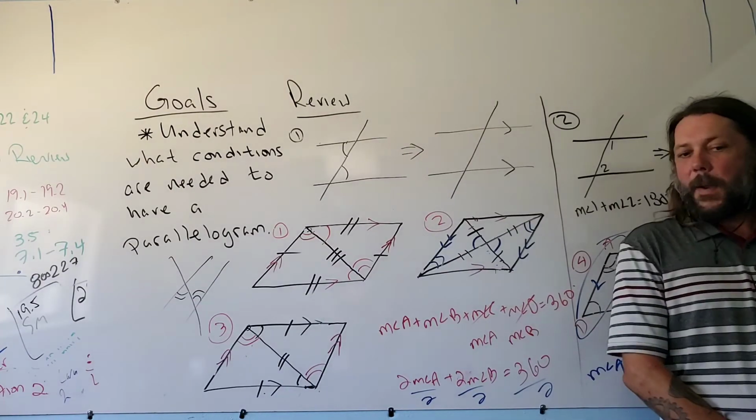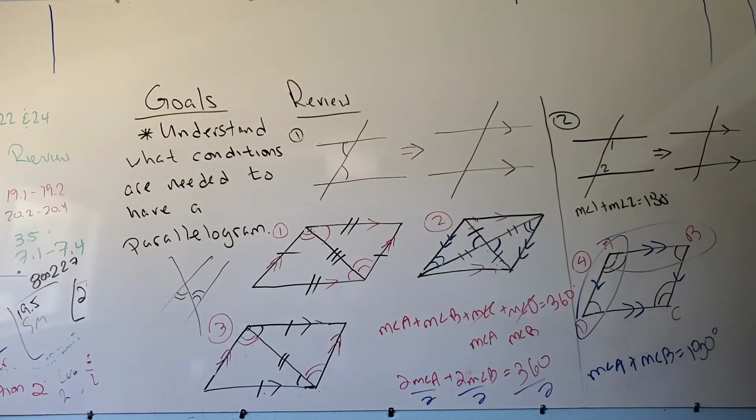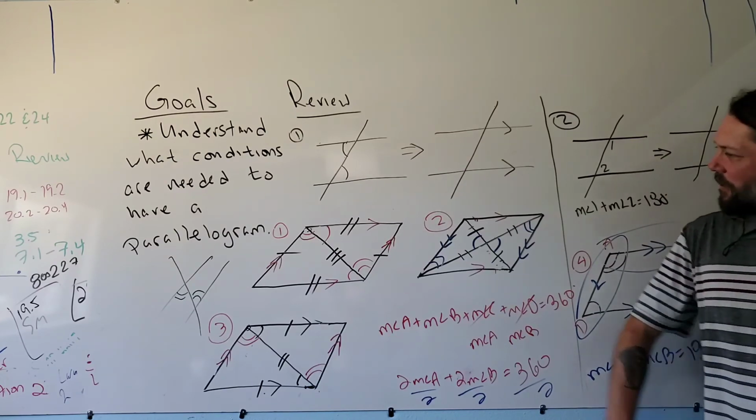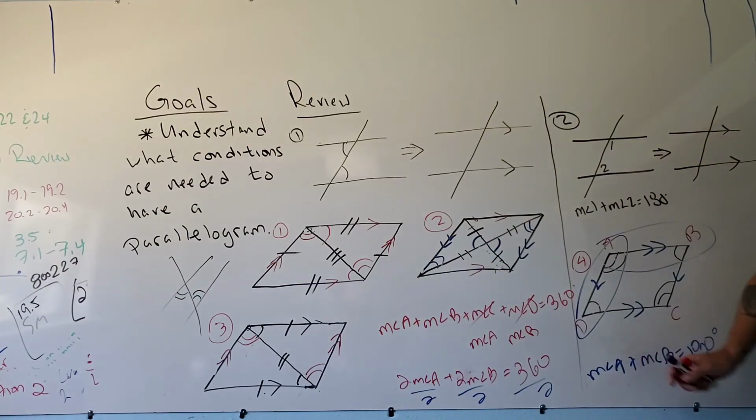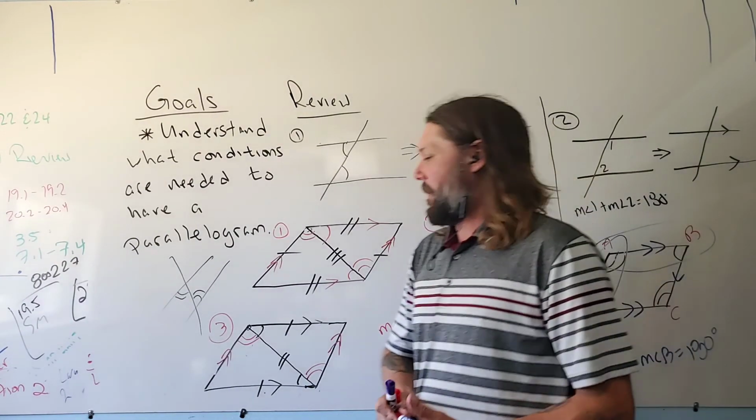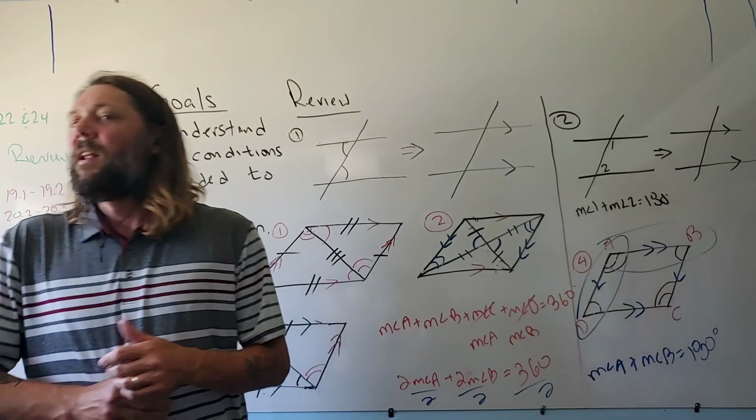Again, like I said, I wanted to keep the arguments kind of light, more of an overview than the two-column proof. But I wanted to show you guys the four conditions we need in order to have a parallelogram. Okay, so this is the lesson.